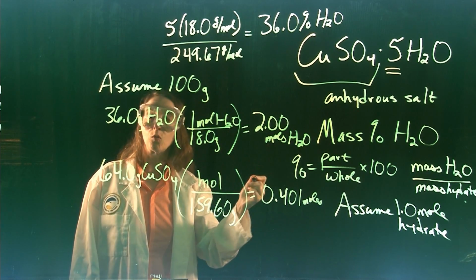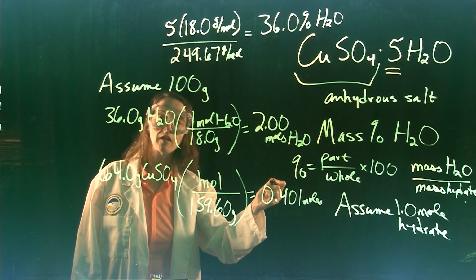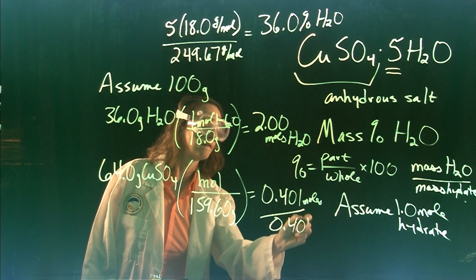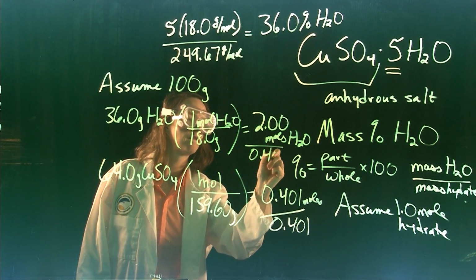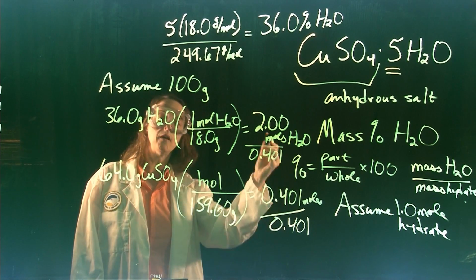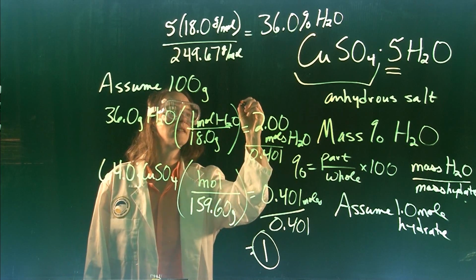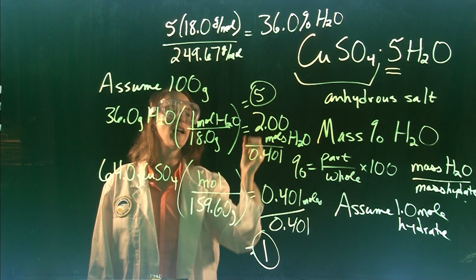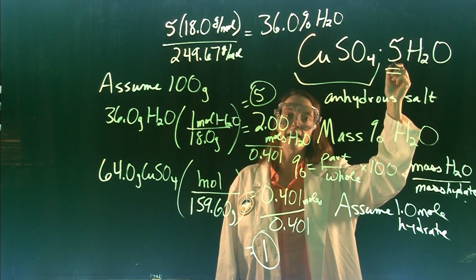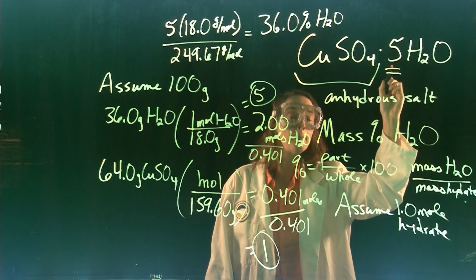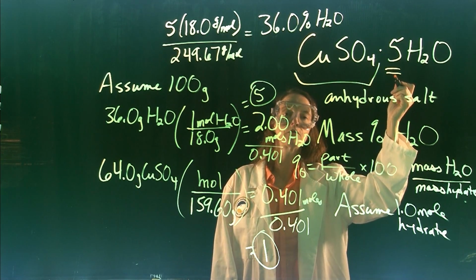To get the molar ratio, divide each by the smallest number of moles, which is 0.401. And what you get is a 1:5 ratio. Right? This number is equal to 1, this number is equal to 5, and that takes you back here, where we have a 1:5 ratio in terms of numbers of moles.